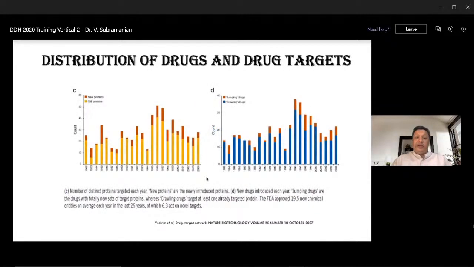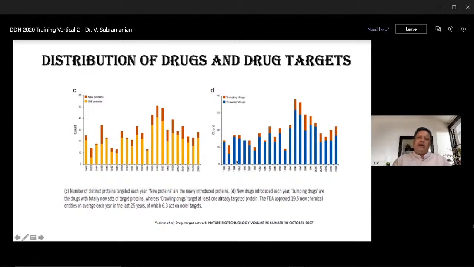Again, on the distribution of drugs and drug targets, the yellow ones are the old proteins and the red ones are the new proteins. So new target innovation is also very low. In 1985, it was at peak, and otherwise it was reduced. Similarly, when we talk about the drugs discovered, there are two categories: jumping drugs and crawling drugs. Crawling drugs are also called Me Too drugs, which are a copy of the earlier drugs, and jumping drugs are those which are new, having a new mechanism, first-in-class drugs. So their number is also very low.